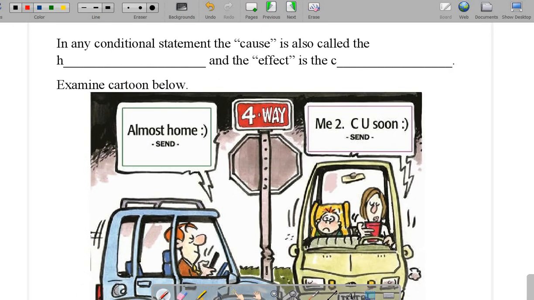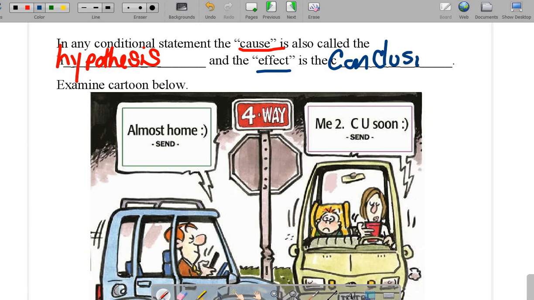There are fancy names for what we call cause and effect. The cause of something in the statements we're going to look at are called the hypothesis. And the effect is called the conclusion. Hypothesis and conclusion.